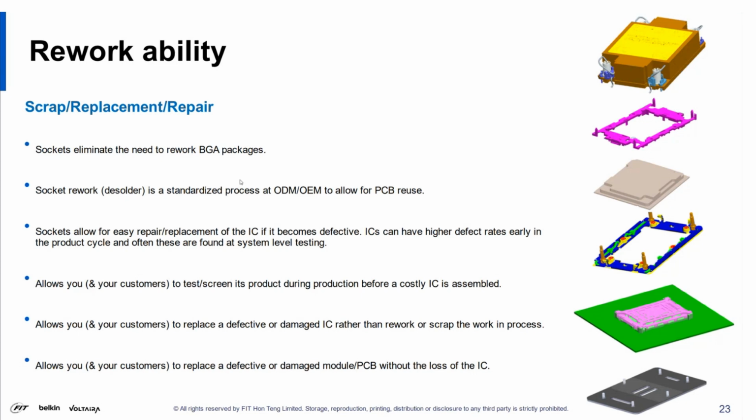Sockets allow for easy repair replacement of the IC device. If it becomes defective, ICs have a higher defect rate early in the product cycle, and often these are found at system level testing. So if you're an early adopter into the industry for a particular customer, and you get early samples of those ICs, and those ICs have some technical or defective issue, you don't have to worry about desoldering up from a board. You can simply just replace it with improved devices if they become better from that particular customer.